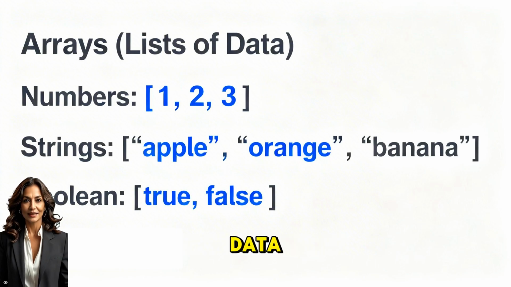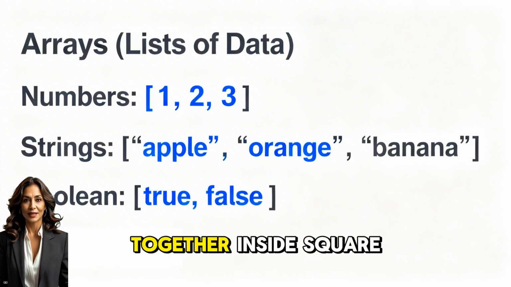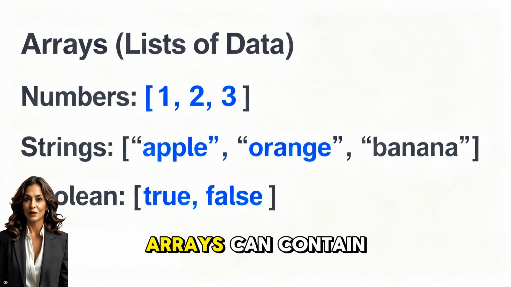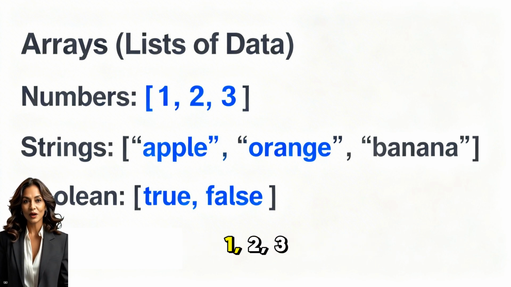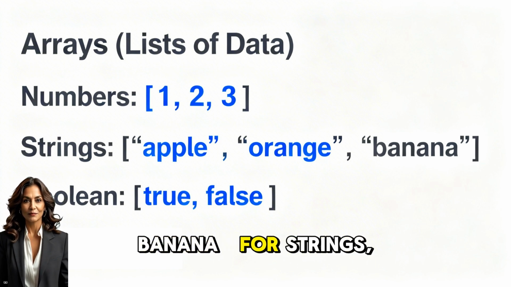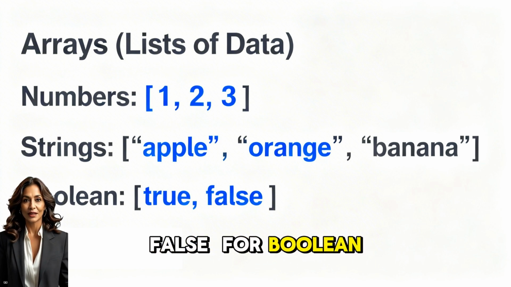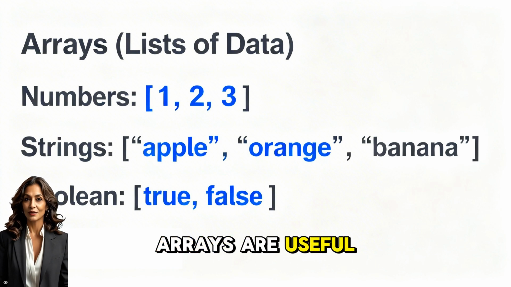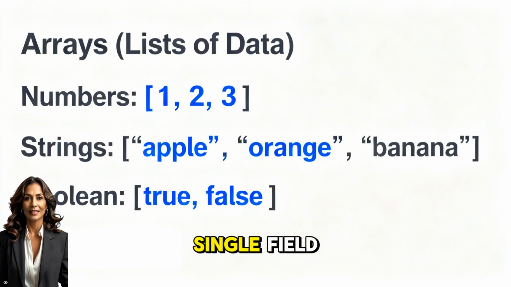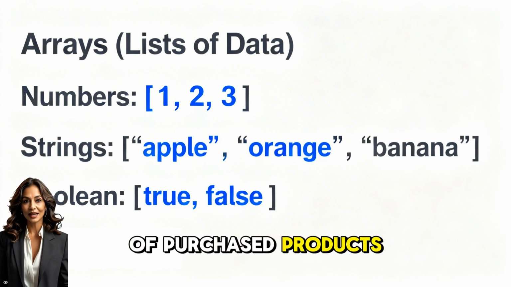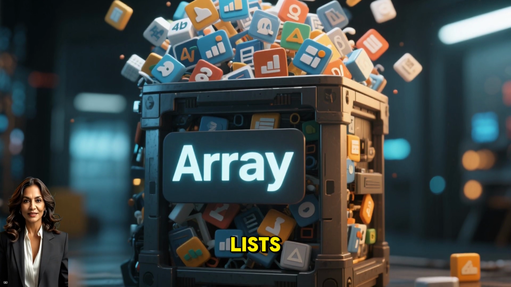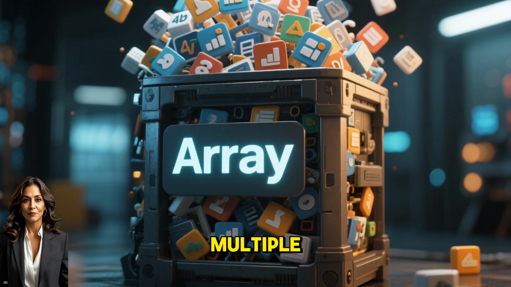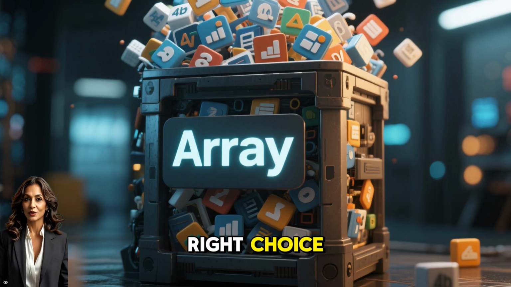Arrays, lists of data. An array is a list of values grouped together inside square brackets. Arrays can contain numbers, strings, booleans, or even objects. 1, 2, 3, 4 are numbers. "Apple", "orange", "banana" are strings, and true, false are Boolean values. Arrays are useful when you need to store multiple items in a single field, like a list of purchased products or multiple email recipients. Think of arrays as containers for lists. If your workflow needs to handle multiple values at once, arrays are the right choice.